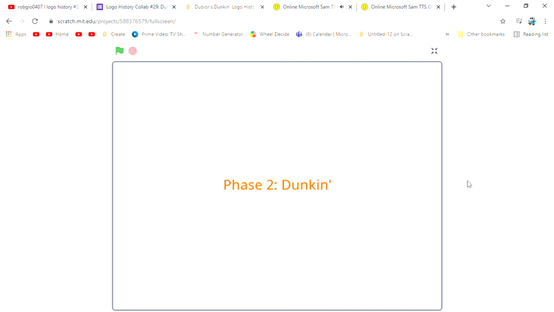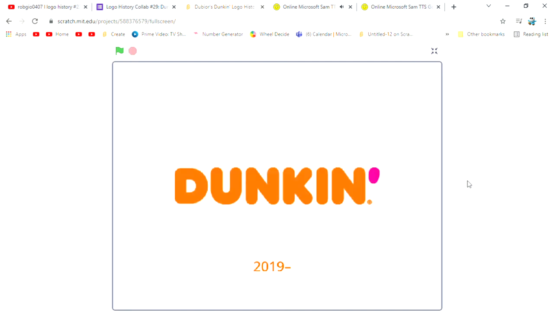Phase 2, Dunkin. 2019 to the present. The shape, the coffee cup, and the word donuts got dropped from the logo, and now the apostrophe in the Dunkin text is pink. Now for the evil versions.